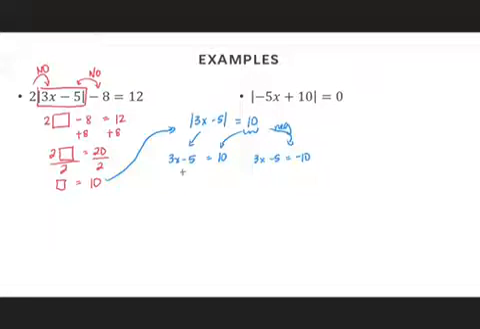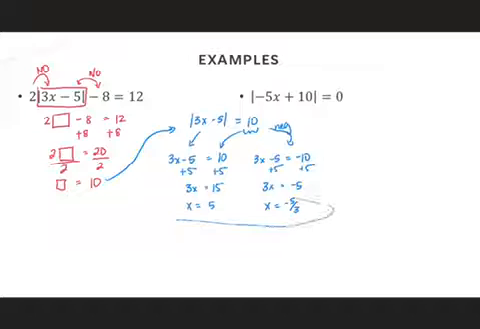Okay. Add 5 to each side. So 3x is 15, which means x is 5. Over here, add 5 to each side. So 3x is a negative 5, which means x is negative 5/3. Okay. As long as you split your cases correctly, both answers should work.